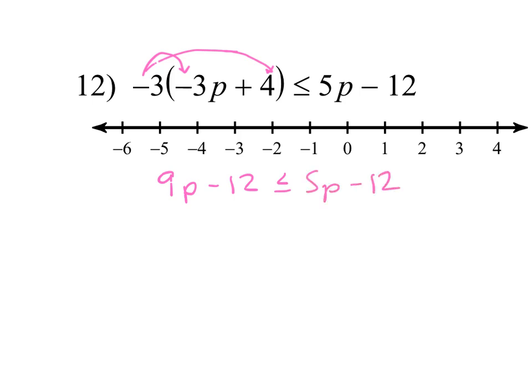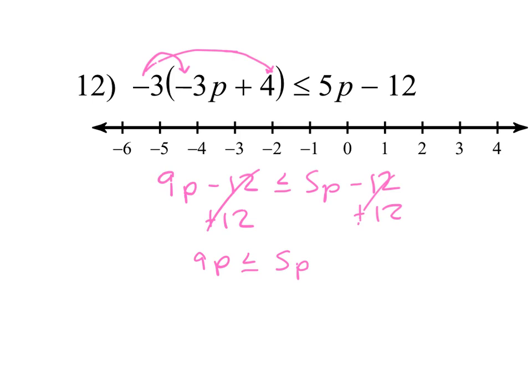What do we do when we combine like terms that are on different sides of our inequality? How do we combine these terms here? What do we need to do? So we add 12 to both sides. So it cancels out on the left, so we get 9p is less than or equal to 5p. And then it cancels out on the right too. So 9p is less than or equal to 5p.